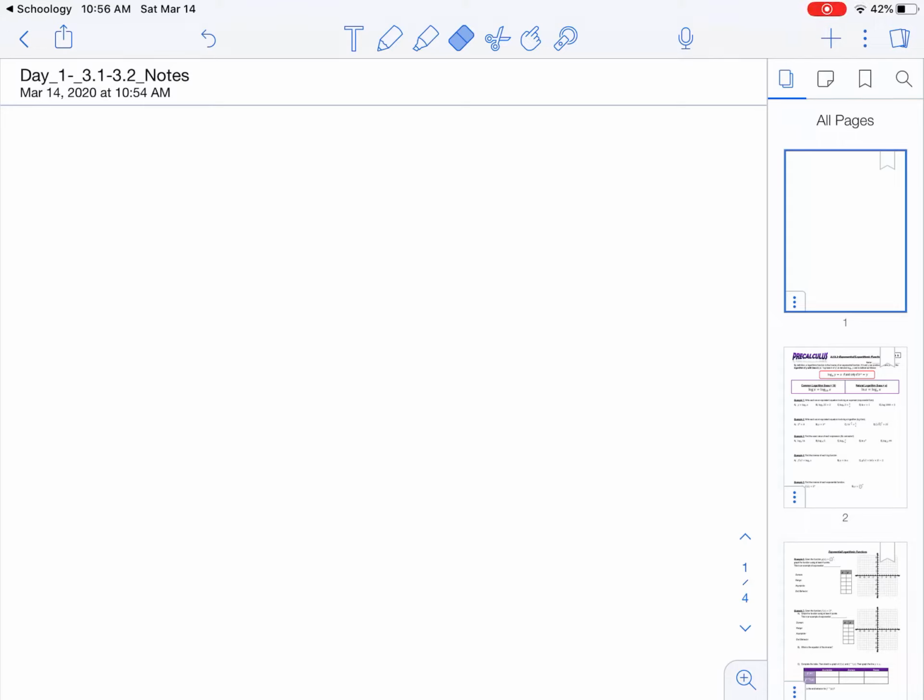All right, so let's start this e-learning. What we're talking about in this chapter is exponential functions and logarithmic functions. What's really important to know about exponential functions and logarithmic functions is that they are inverses of each other.